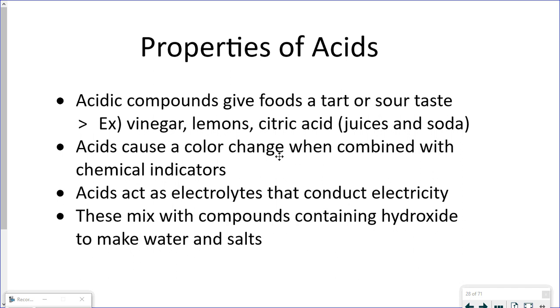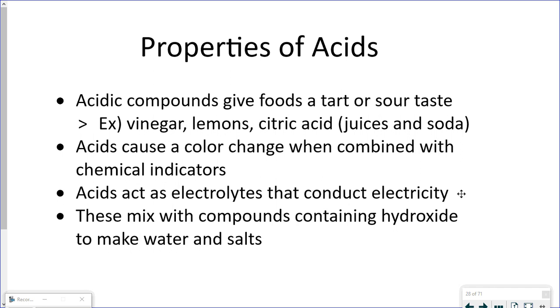Acids are going to cause a color change when combined with chemical indicators. Indicators that we're most familiar with are going to be the litmus paper, the little pH strips. With acids, they tend to turn red. We also have a chemical indicator we use called phenolphthalein. A lot of times they'll use this to test for blood and stuff like that. Whenever it's mixed with acids, it is actually clear. So you're looking for, with indicators, litmus paper is going to be red with acids, and phenolphthalein will be clear.